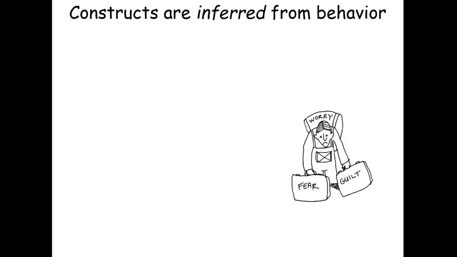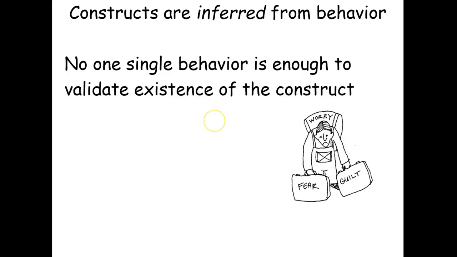But we also know the construct is more than just the behavior. So intelligence is more than just, do you have a good vocabulary? It's more than just, are you good at solving problems? So constructs are inferred from behavior, but no single behavior is enough to validate the existence of the construct. And a good example I want to give you here is the construct of psychopathy. Psychopathy is a personality trait that people have when they take advantage of other people. They hurt and take advantage of other people, and they don't care.